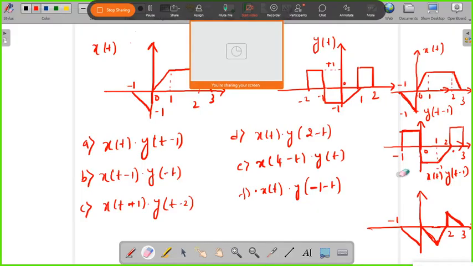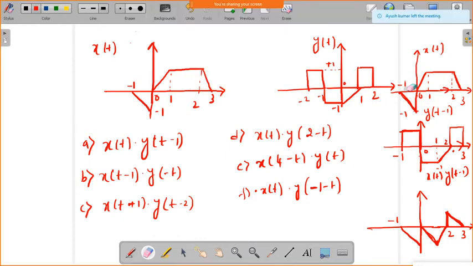Now you see, between the values we need to take the values of x of t as well as y of t minus 1, and you have to multiply. So first, if you take the signal from minus 1 to 0, the x of t is the decaying ramp, is it not? You can see here at minus 1 it is 0, and at 0 it is minus 1, the amplitude value, and it is decaying. So now it is in the negative portion and it will give negative values.